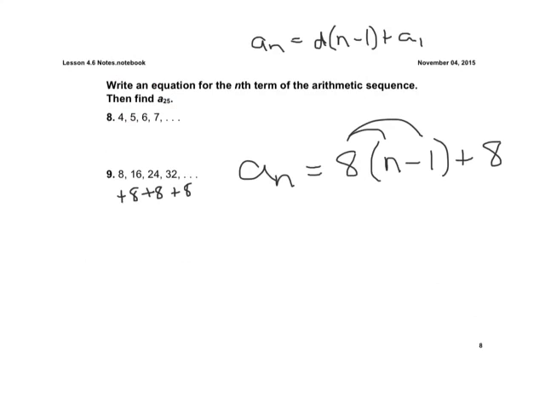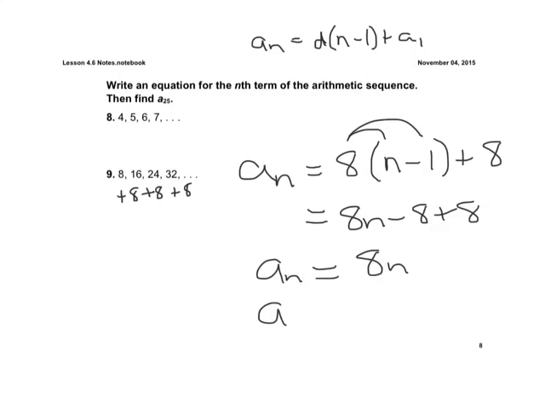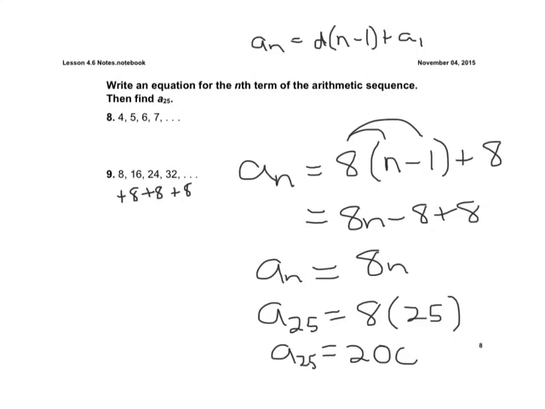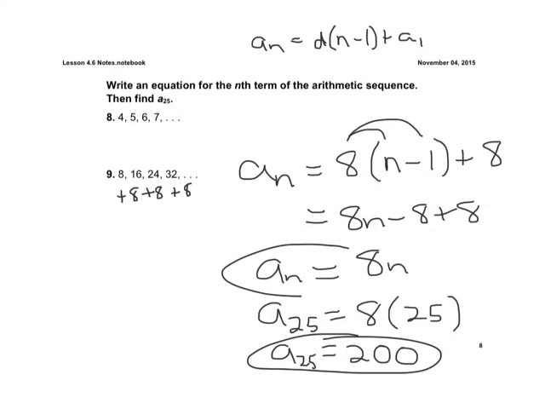Then we distribute. We have a sub n is equal to 8n minus 8 plus 8. Minus 8 plus 8 just equals 0. So what we're left with is a sub n is equal to 8n. Now, again, we want the 25th term, so let's substitute 25 in. A sub 25 is equal to 8 times 25. Well, 8 times 25, if we think about 8 quarters, we're left with $2. So a sub 25 is equal to 200. There are our two answers: here's our general equation, and there's our 25th term.